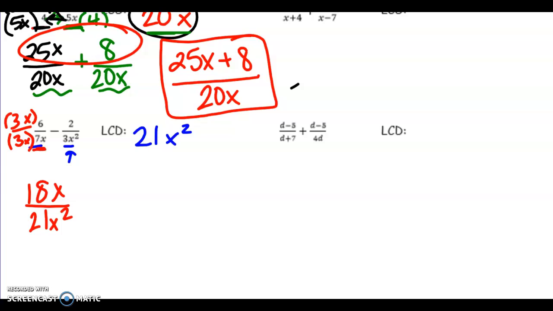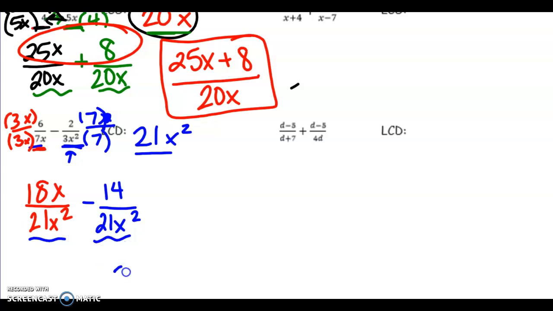denominator, okay? So how do I get 3x to 21x squared? I have to take it times 7. I don't have to take it times any of the x's. I just have to take it times 7. So that's going to be minus 14 over 21x squared. Okay, so I now have a common denominator. 21x squared is my denominator, and I'm going to get 18x minus 14.